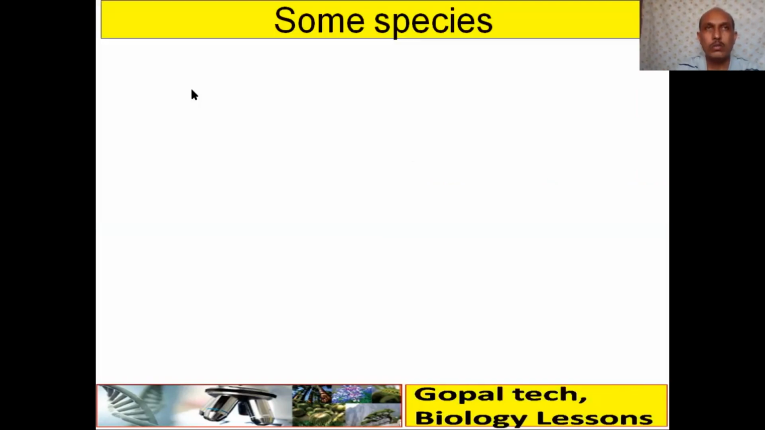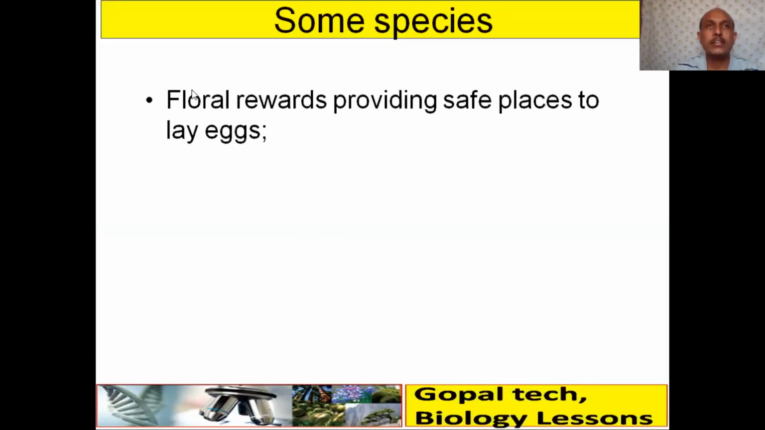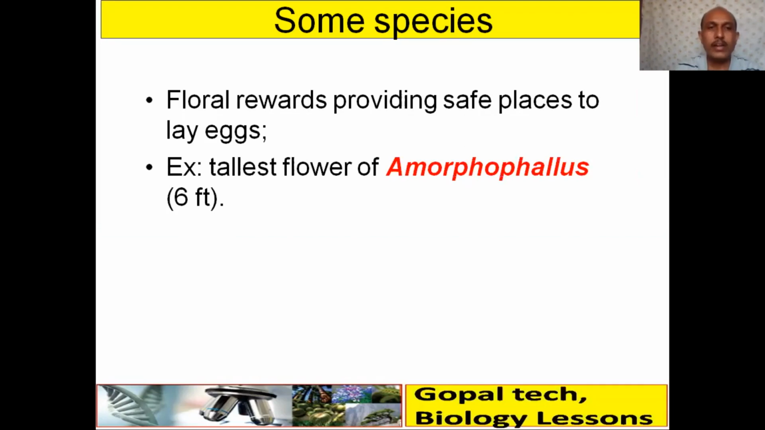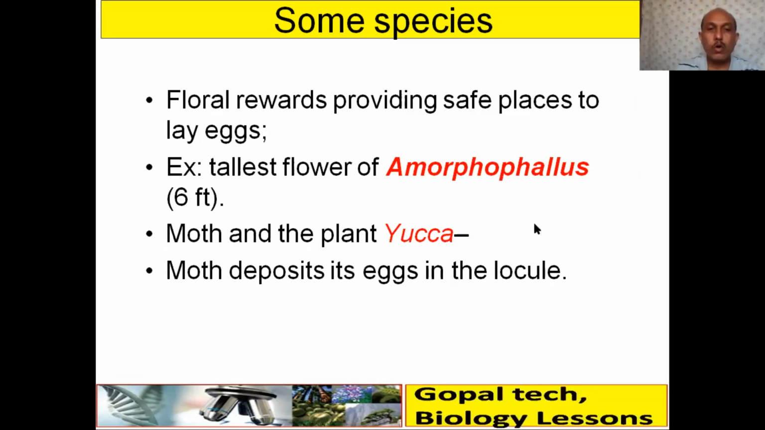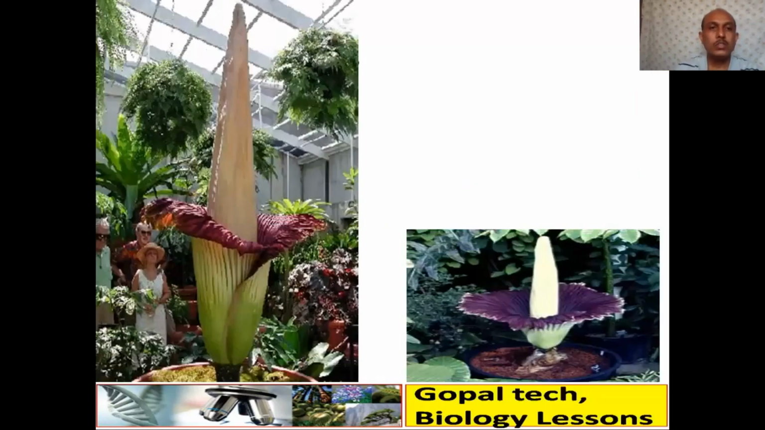ओके, नाउ सम स्पीशीज शो स्पेशल कैरेक्टर. They provide floral rewards, providing safe places to lay eggs. For example, the tallest flower, 6 feet. Here, the moth and plant yucca. So, moth deposits its egg in the locule of the plant yucca. Okay, so here you can see the longest, tallest flower, 6 feet.